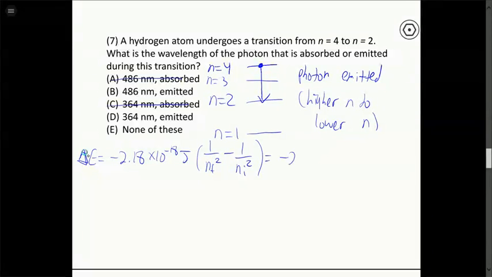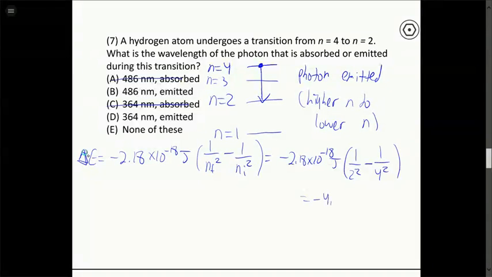So if we plug in the numbers, minus 2.18 times 10 to the minus 18 joules. nf is the final value of n, which we're going from 4 to 2, so n equals 2 is the final value. If you switch these, the only thing that'll change is the sign of delta E. You'll still get the right value for it, but the wrong sign. And the initial value is 4.